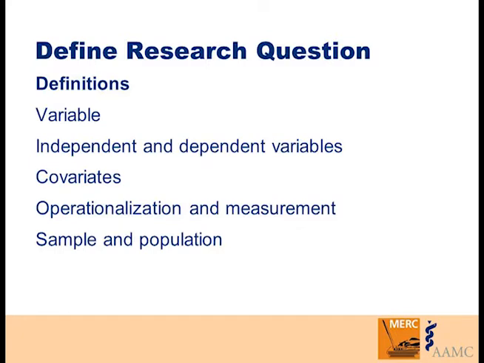Welcome back. Let's work more on our questions. Now we are getting to the nuts and bolts of defining variables. In this section, we're going to talk about definitions or consider examples for the terms listed here: variable, independent and dependent variables, covariates, operationalization, and sample and population. I'm guessing these terms look familiar to you.